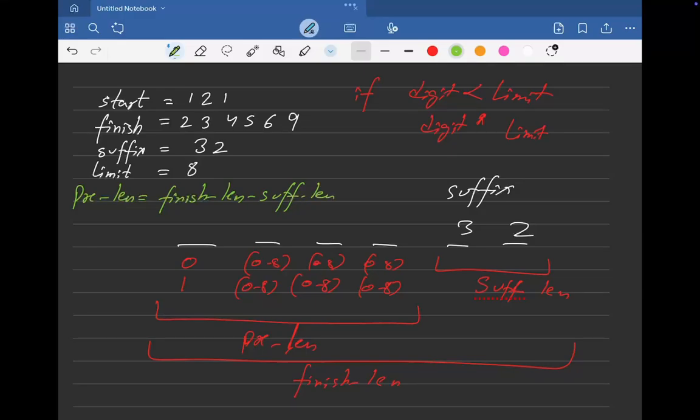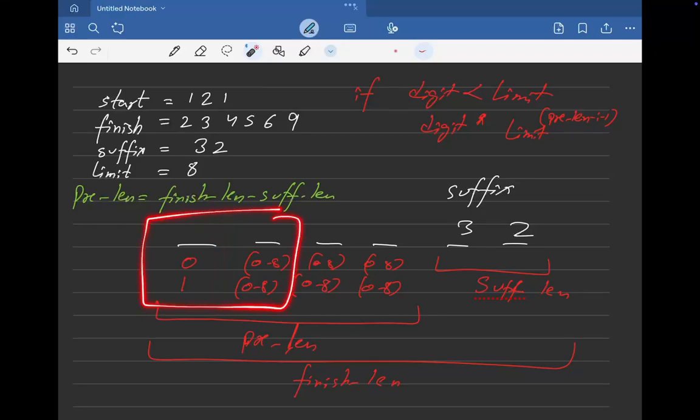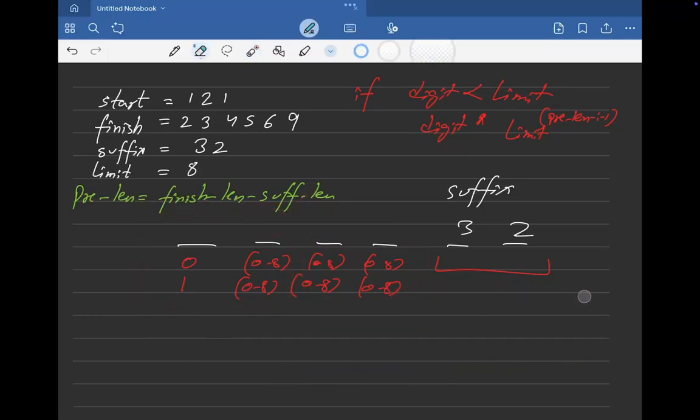So here, limit raised to power prefix length. What is the prefix length? Prefix length minus i minus 1, right? So I can place that many values. So I can place 8 raised to power 3, right? So prefix minus i minus 1. So this is my ith place. If this is my ith place, I have 2 digits left. So that's how this will work. Let's continue. This is the prefix length.